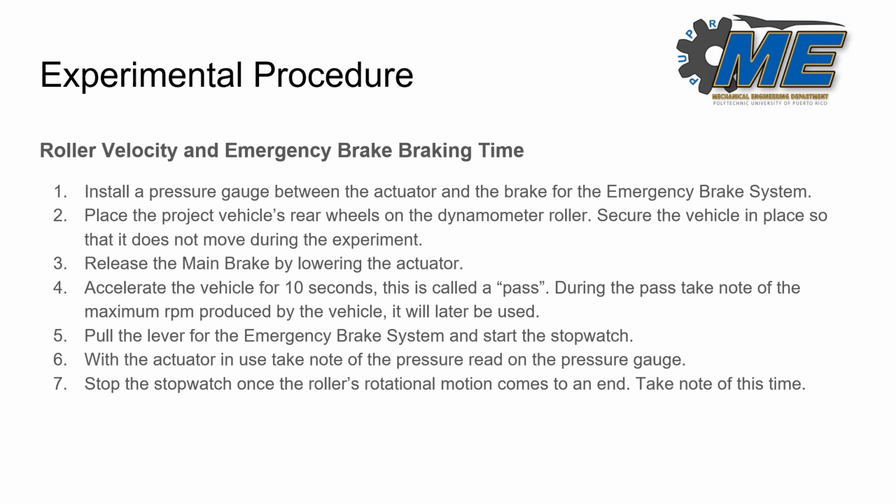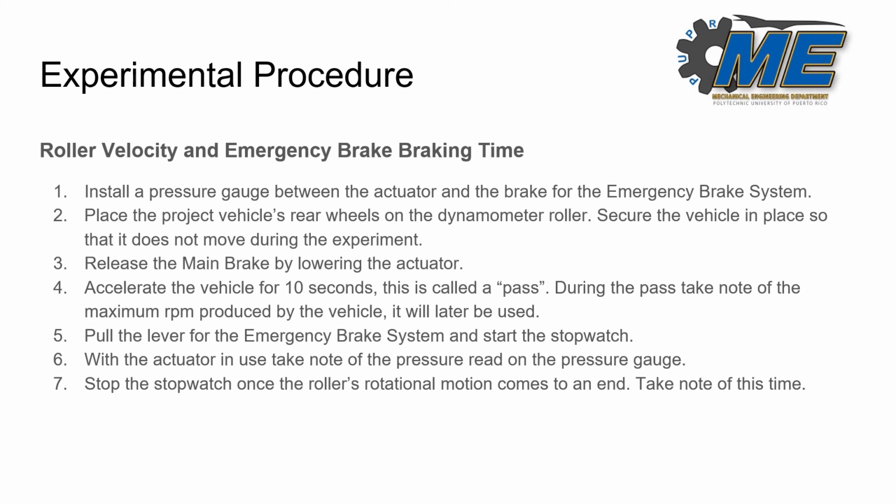the brake for the emergency brake system. Step 2, place the project vehicle's rear wheels on the dynamometer roller. Secure the vehicle in place so that it does not move during the experiment. Step 3, release the main brake by lowering the actuator. Step 4, accelerate the vehicle for 10 seconds. This is called a pass. During the pass, take note of the maximum RPM produced by the vehicle. It will later be used.